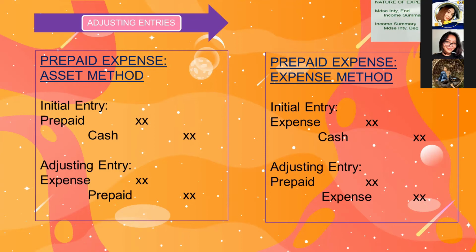Of course, at the end of the year, kung hindi pa lahat talaga yung nagamit, say for example, we paid it in March for 1 year. So meron pang natitirang 3 months towards December. So that 3 months, we have to put it under the prepaid expense account. No, so only 9 months should be expensed. Okay, so that's the adjusting entries for prepaid expenses.